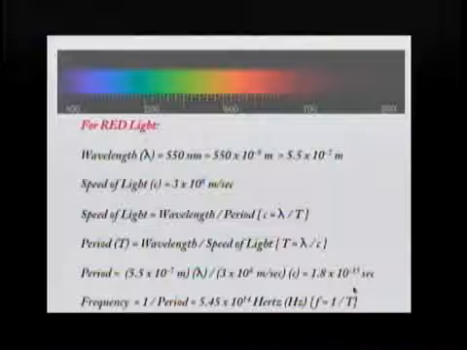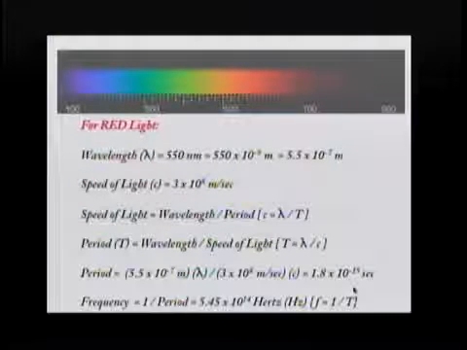Bluer light, X-rays, gamma rays, shorter wavelength lights will have higher frequencies, will be oscillating even faster, while longer wavelength light, like infrared and radio, will have smaller frequencies.